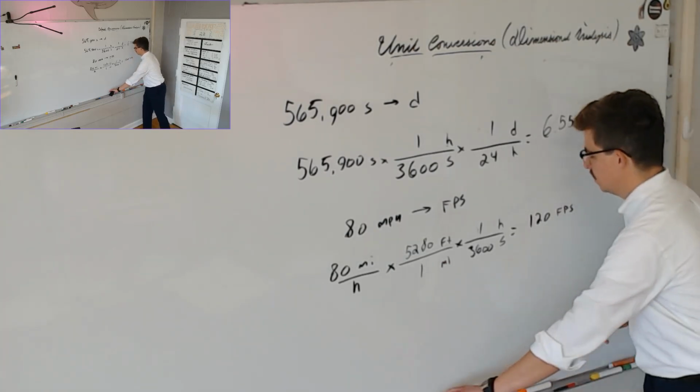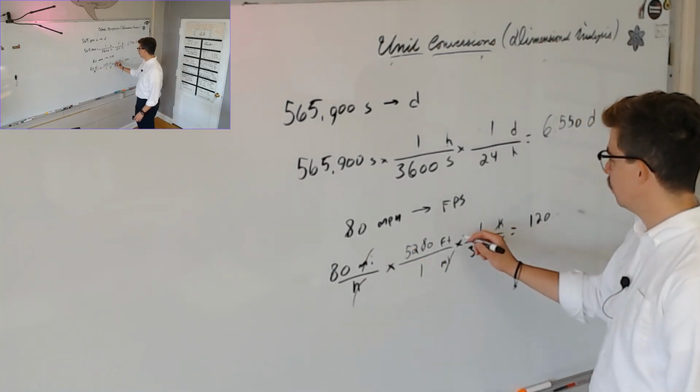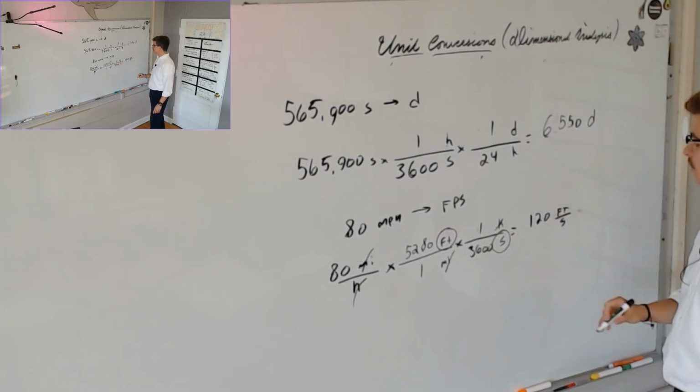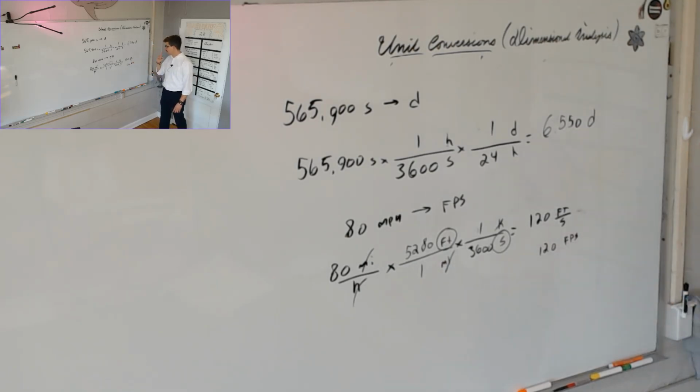I'm going to rewrite this a little different. I'm going to show that, look, miles reduced to 1, hours reduced to 1. We're left with feet on top, seconds on the bottom, feet per second, which we can rewrite if we have to as 120 feet per second, FPS.